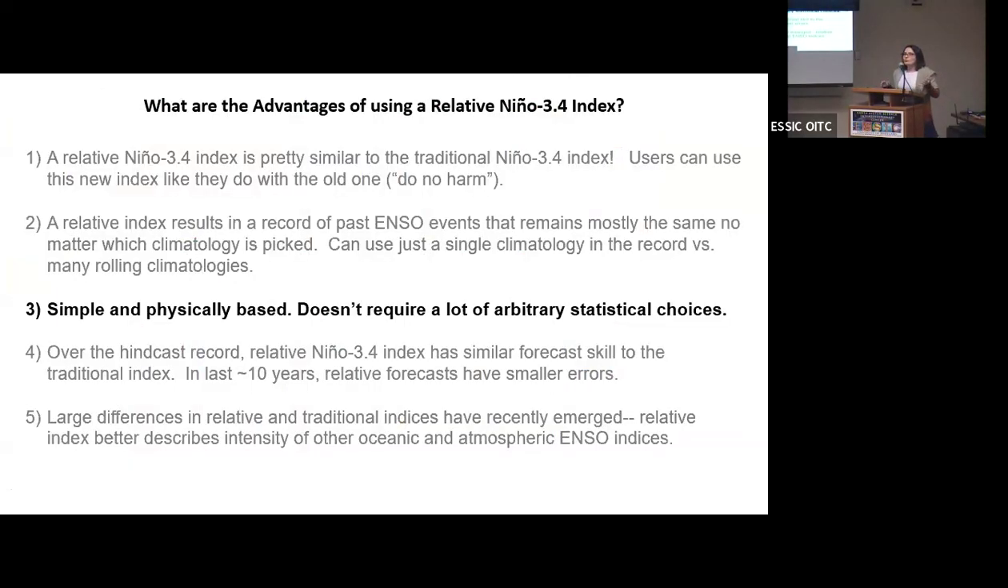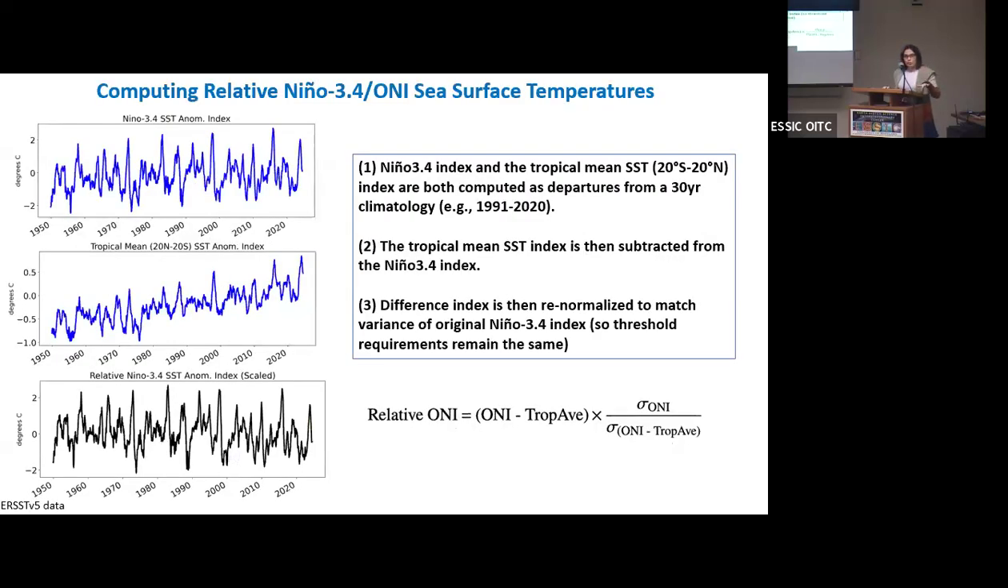Okay, so one of the reasons that we may see more consistency in the relative SST is because of the physics. And full disclosure, I did not come up with this, but it's a simple method, and it's something that you too can calculate. What we're doing here to calculate the relative index is taking the Nino 3.4 index as we typically define it, and then subtracting out the tropical mean SST anomaly index. We're using a 20 north, 20 south band. You can play around with this. It won't change the answer too much if you go a little bit north and south. And so we take both of these.